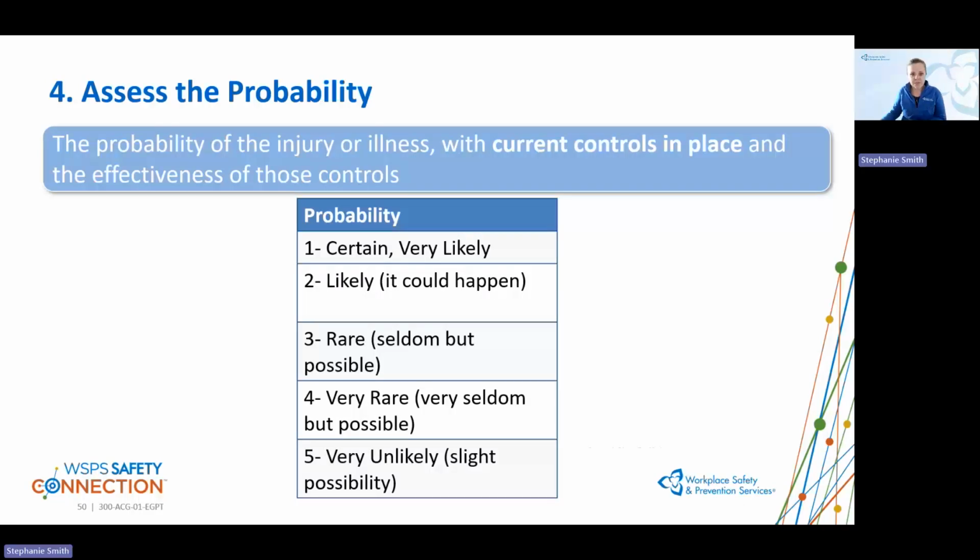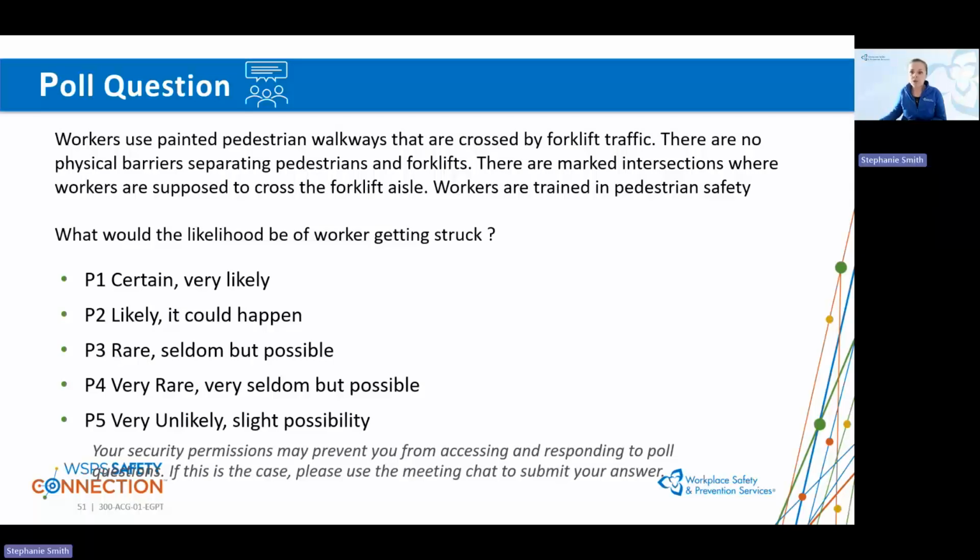So I'm going to give you an example. And I want everyone to answer. So we've got a workplace that has workers use painted pedestrian walkways that cross forklift aisles, and the forklifts have to cross those aisles. There's no physical barriers separating pedestrians and forklifts. There are marked intersections where workers are instructed and trained to walk across that forklift aisle to get from one area of the plant to another. And workers are trained in pedestrian safety.